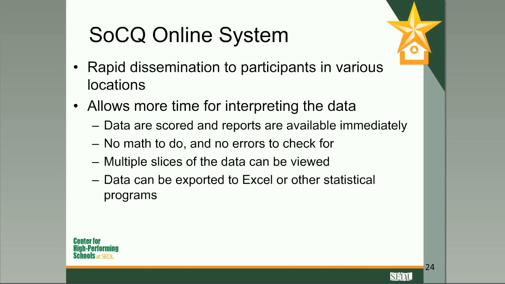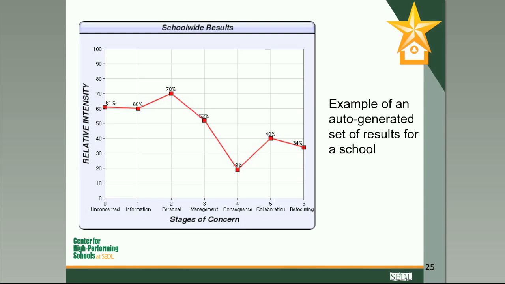The data that comes in is scored, and some graphs and reports are available immediately. There's no math to do, and there's no errors to check for, and that's so much easier than scoring a paper version of the survey where you might really add things up twice to make sure you didn't make a mistake. There's multiple slices of data that can be viewed based on how you set up the questionnaire options, and the data can be exported to Microsoft Excel or other statistical software such as SPSS.